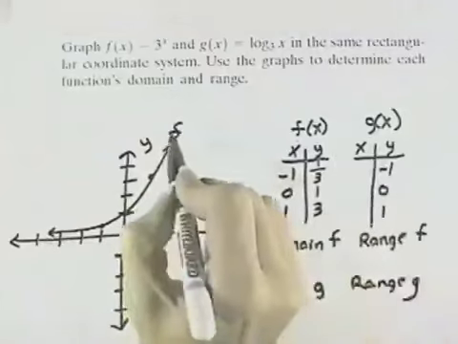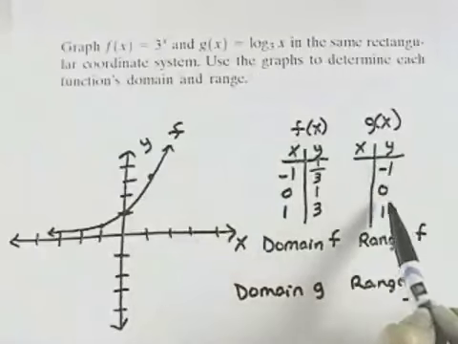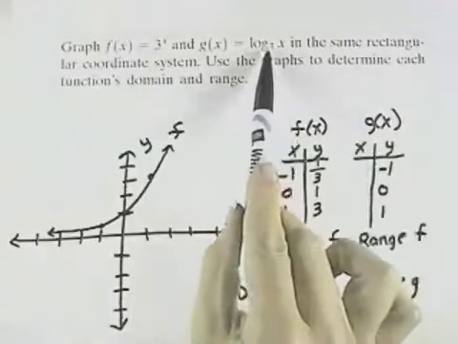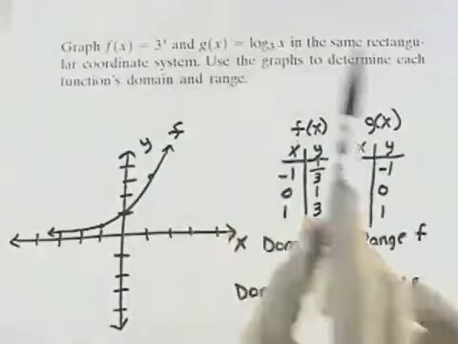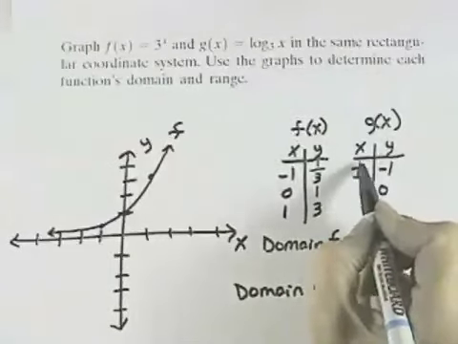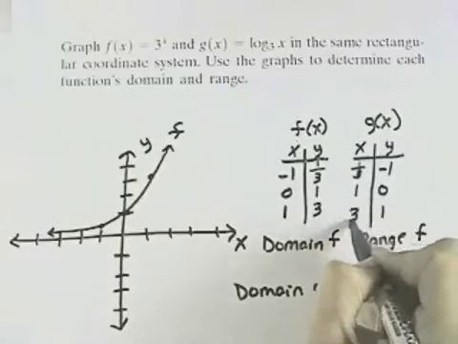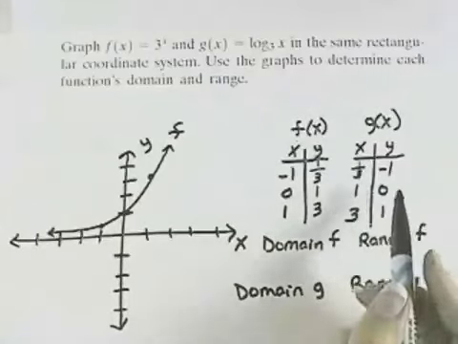Looking at the function g now, I've got log base 3 of x. So if I substitute these in for y instead, this is equivalent to 3 to the y equals x. So I can say 3 to the negative 1 is 1/3, 3 to the 0 is 1, and 3 to the first power is 3. So that I can evaluate 3 points that way.